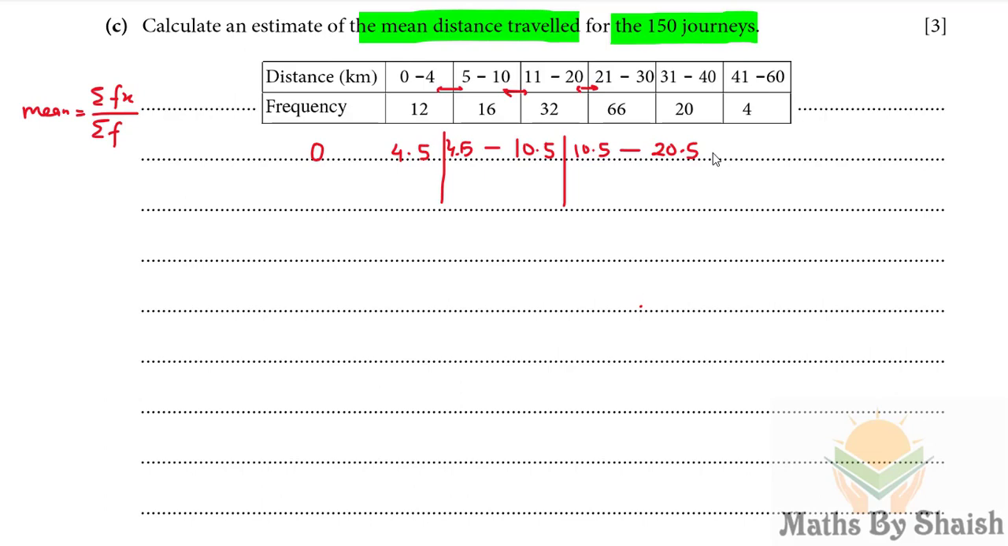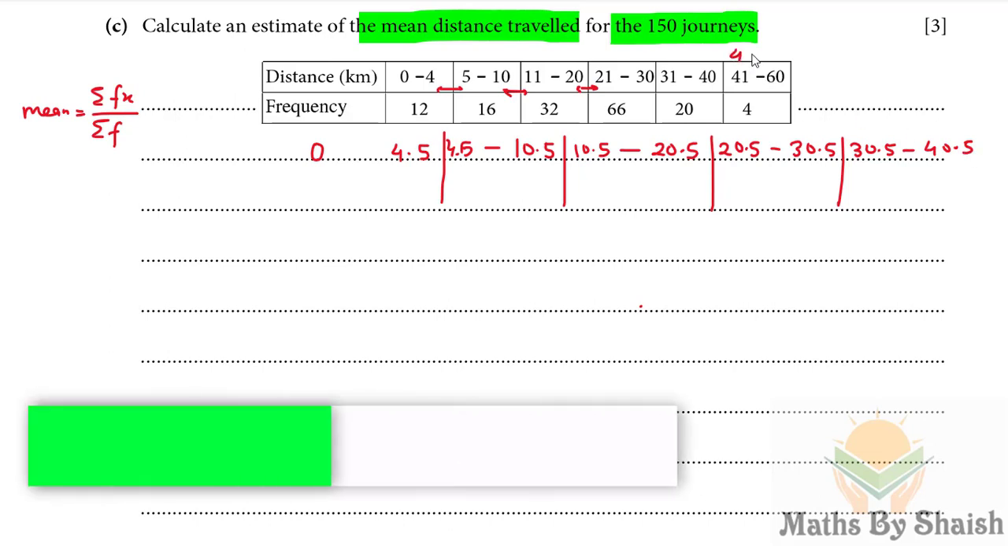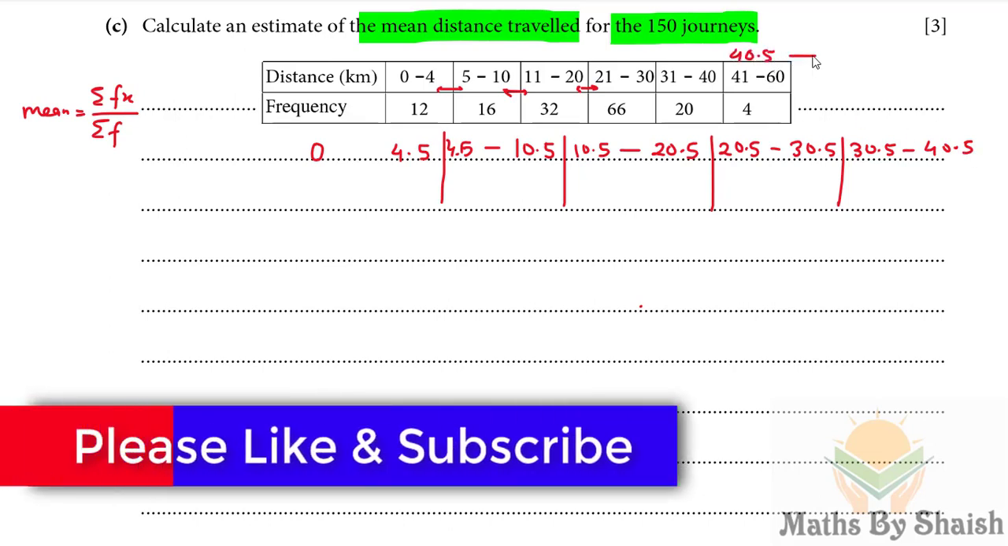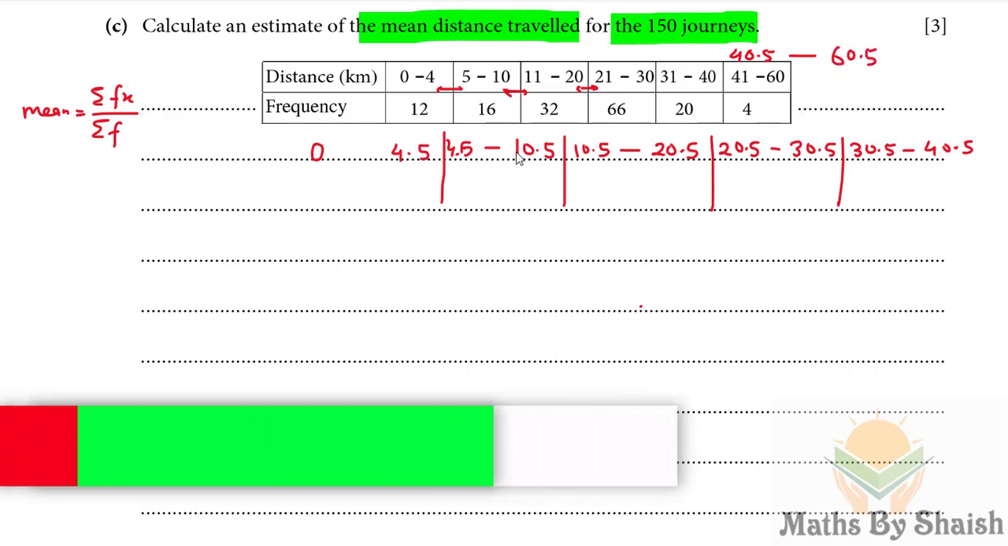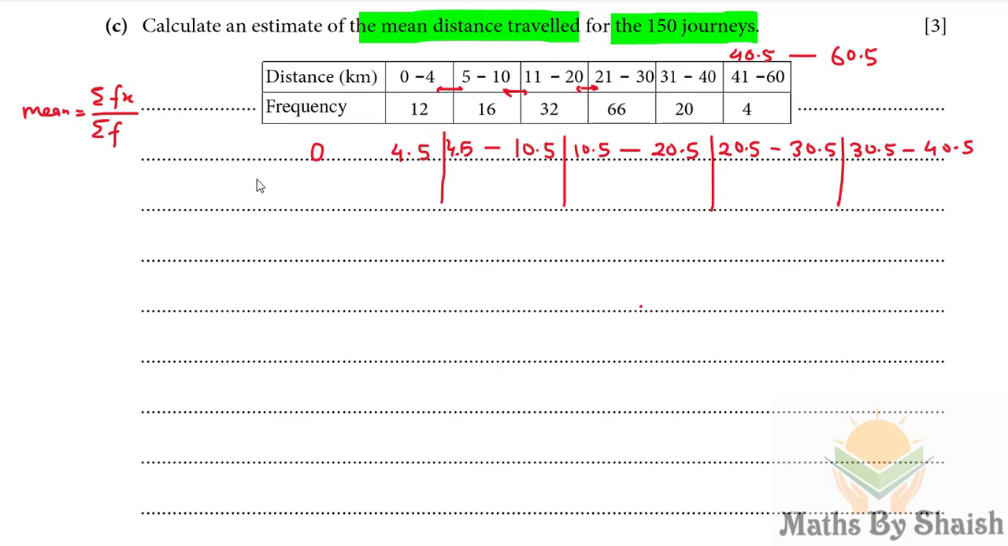So now there is no gap, so 10.5 to 20.5, and then here 20.5 to 30.5, and here it is 30.5 to 40.5, and the last I'll write here as 40.5 to 60.5. Now we'll calculate the mid value to get the x.